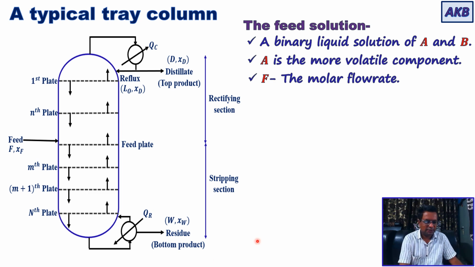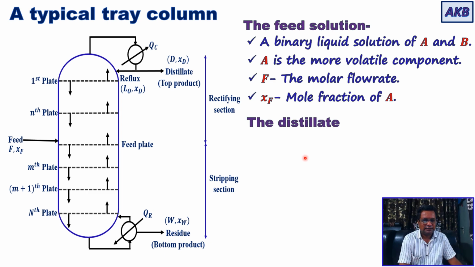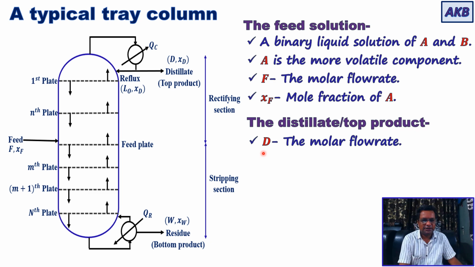And then the other notation, XF, is the mole fraction of A, that is, the mole fraction of the more volatile component in the feed solution. Then the distillate or the top product. For distillate, capital D represents its molar flow rate, and XD represents the mole fraction of A in the distillate, that is, the mole fraction of the more volatile component in the distillate.